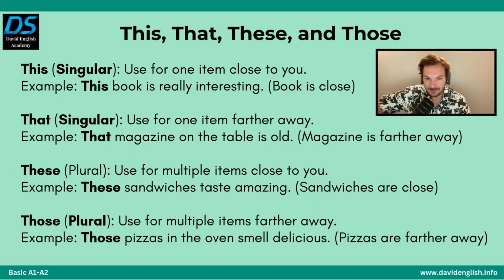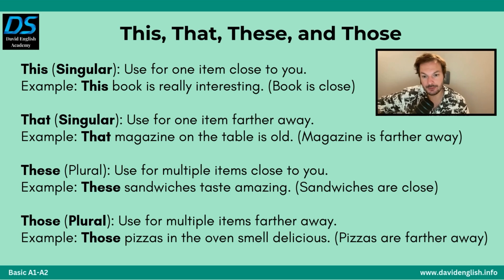This, that, these, and those. This is for singular, used for one item close to you. Example, this book is really interesting. The book is close. That, singular, used for one item farther away. Example, that magazine on the table is old. The magazine is farther away.